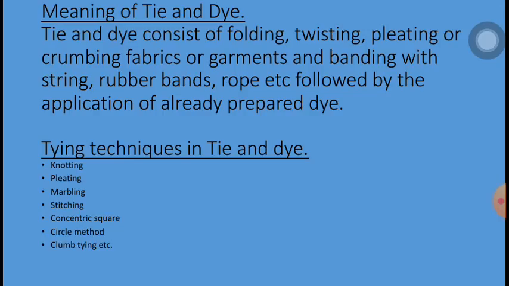Okay, so let's see the tying techniques in tie and dye, or you can say folding techniques in tie and dye. Let's look at some of them here. One, we have knotting, pleating, marbling, stitching, concentric square, circle method, clump tying, etc. These are some folding techniques which you can apply on your fabrics. Just choose any one you want and apply it on your fabric.